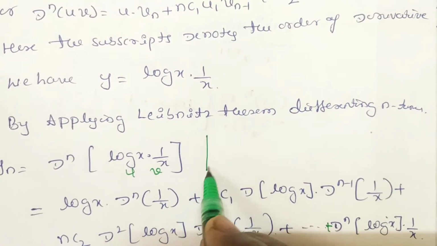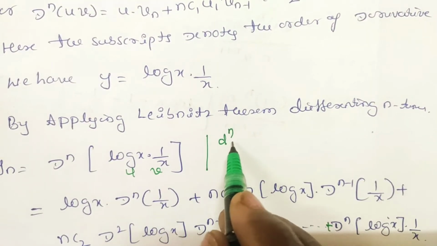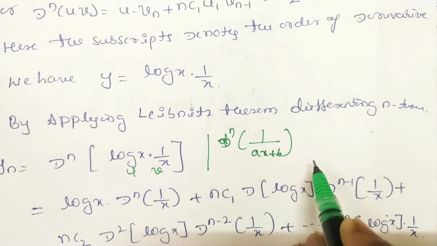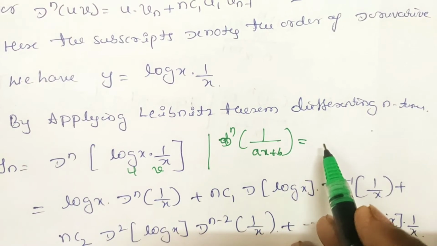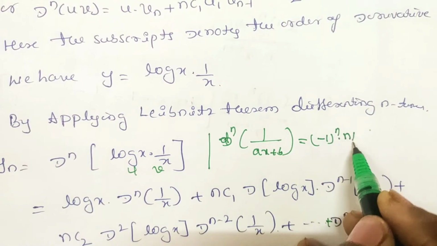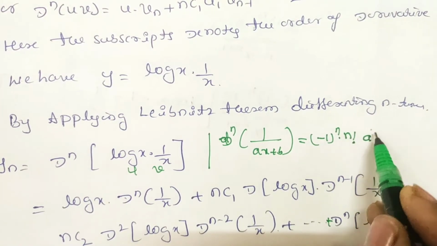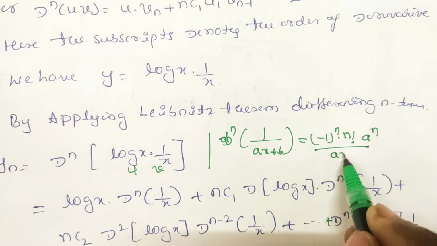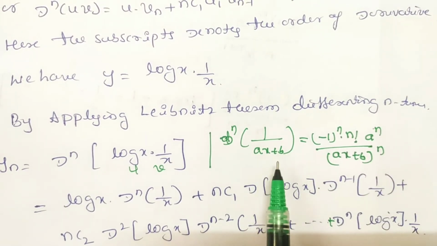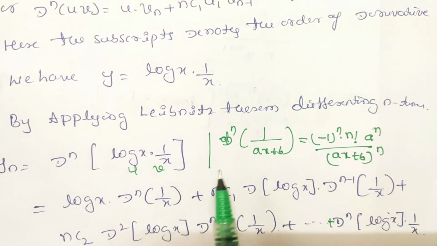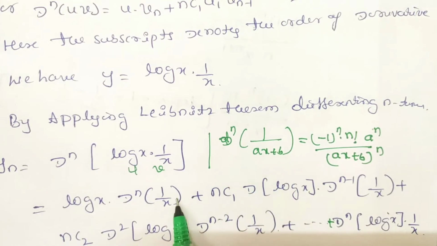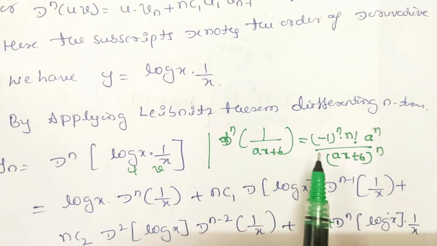So we know the nth derivative of 1 divided by ax plus b. This I have done in the previous video also. So that is minus 1 raised to n into n factorial into a to the power of n divided by ax plus b raised to n. So this is the nth derivative of 1 by ax plus b. This 1 by x is exactly like this one, 1 by x. A is 1, b is 0. You just compare these two. Okay, it is exactly in this form.